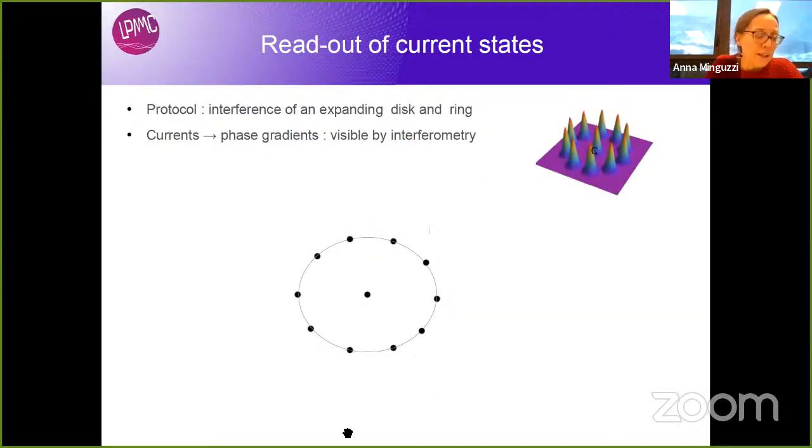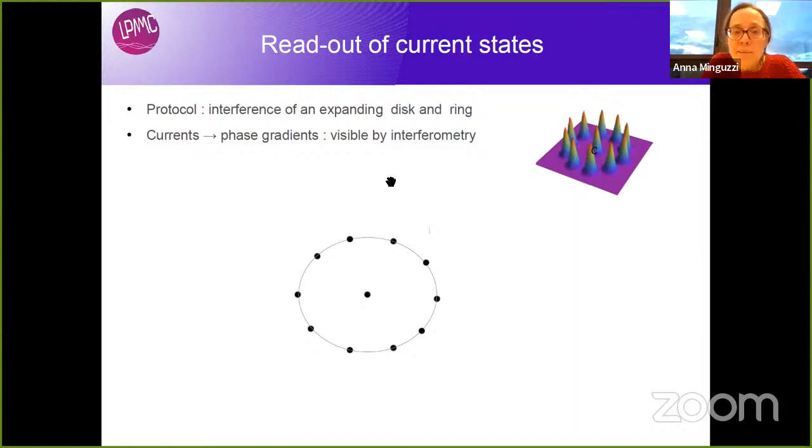Finally, in the last part of my talk, I would like to discuss the readout of these current states and, in general, other things that can be understood when we imagine some interference protocol. In particular, the interference protocol that we are interested in is the one where, in addition to having a ring lattice, we add an extra site at the center of the lattice. And then we turn off the traps and we let the ring lattice and the central disk expand. And we look at the fringes.